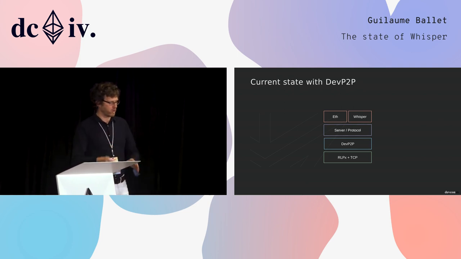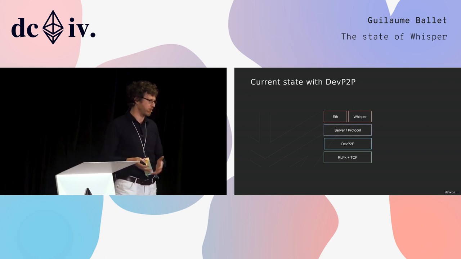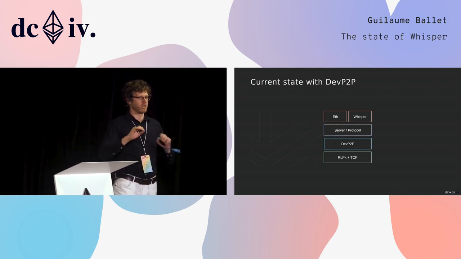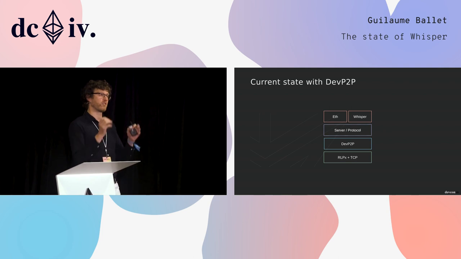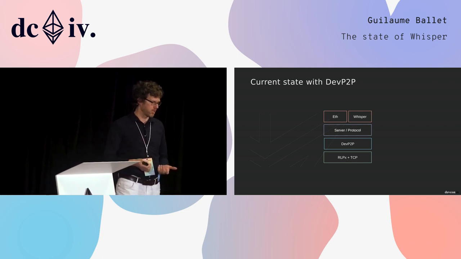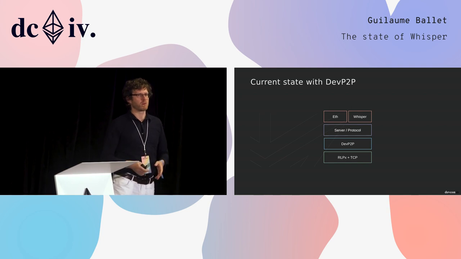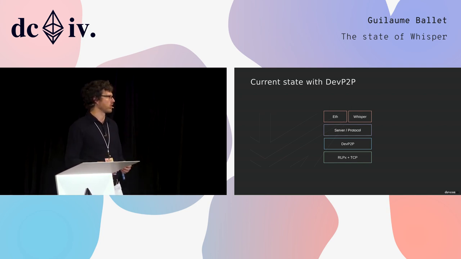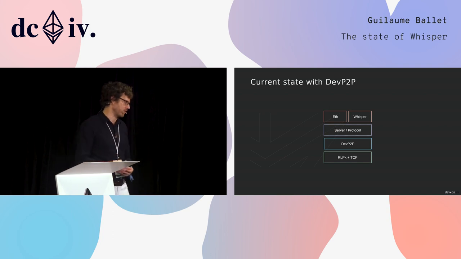This is a very contrived representation of the current state with devp2p. On top, in the red boxes, you have the protocols: ETH and Whisper. Just below that, you have the library, let's call it the library: the server object, the protocol object, and then you have devp2p proper. And devp2p does all the heavy lifting. It does the discovery, and all the connection things.